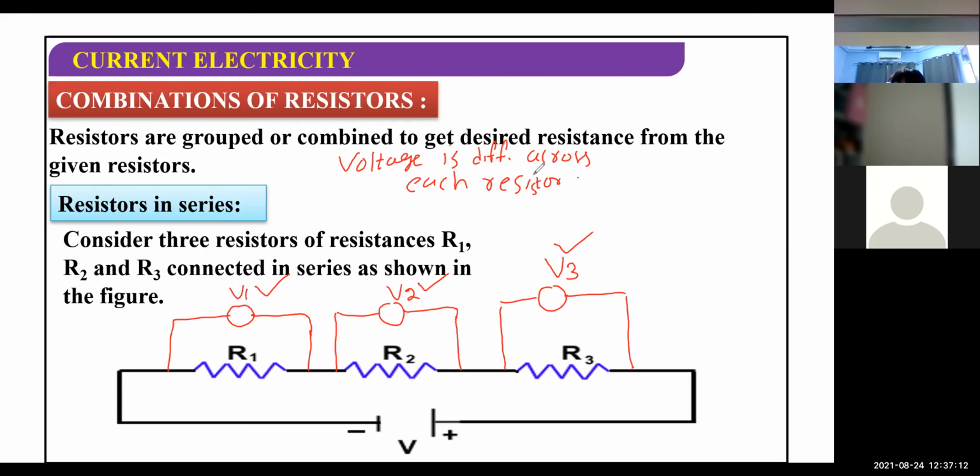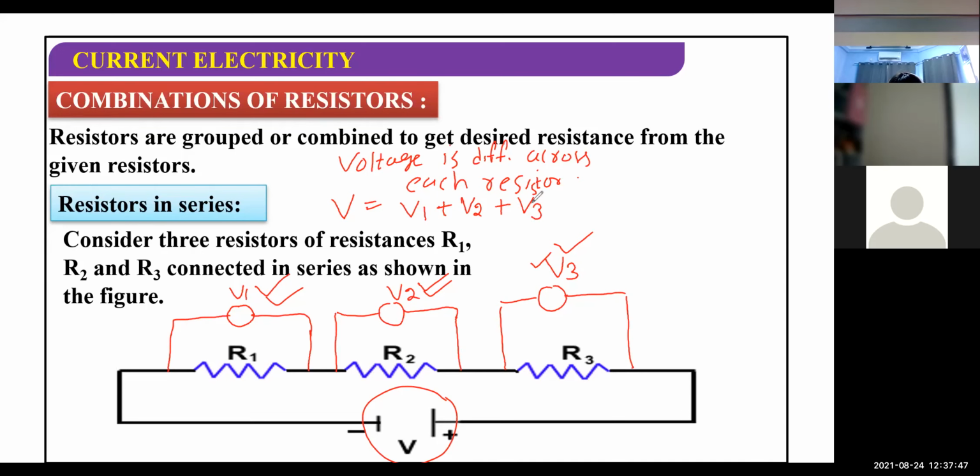Across each resistor. So here it is V1, V2, and V3, meaning the potential difference across each resistor. It is different. But remember, students, even if V1, V2, V3 are different, the total voltage V will always be the sum of the individual potential differences across each resistor.